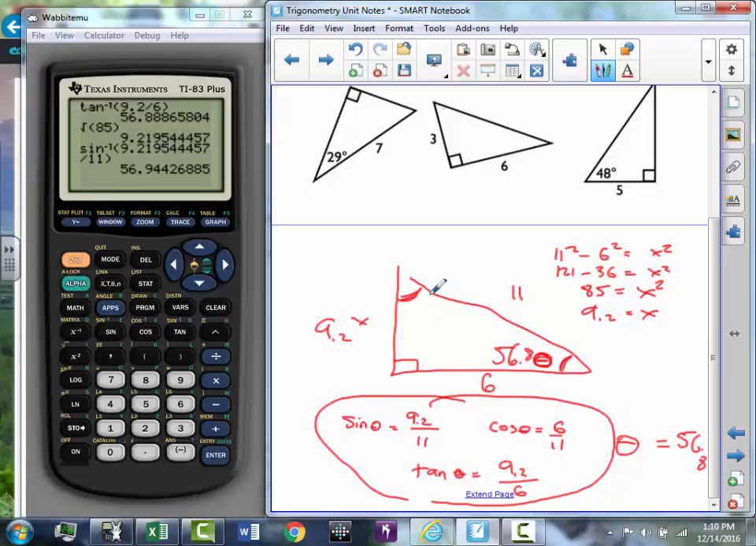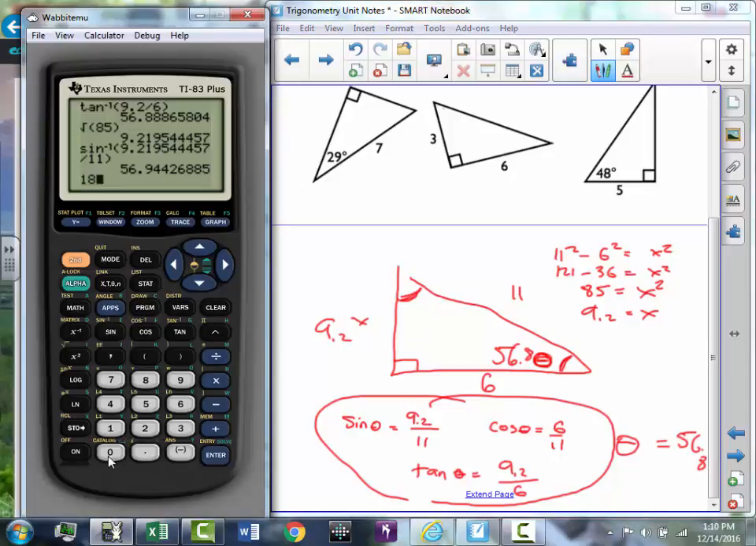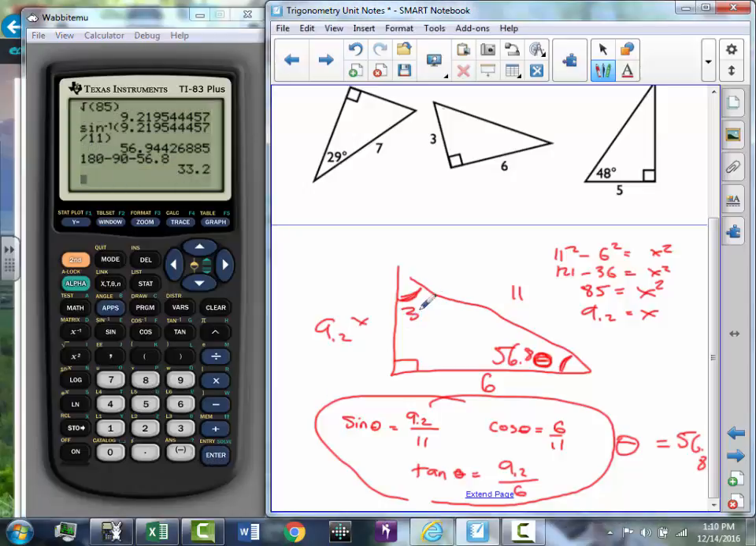You could do that again for the other angle up here, or you could just know, well, don't angles in a triangle add up to 180? So 180 minus 90 minus 56.8 or 9 or whatever you pick there means this one should be 33.2. That makes sense. And now we have 1, 2, 3 sides and 1, 2, 3 angles. We've solved the triangle.